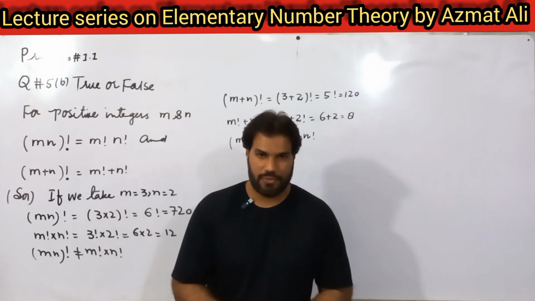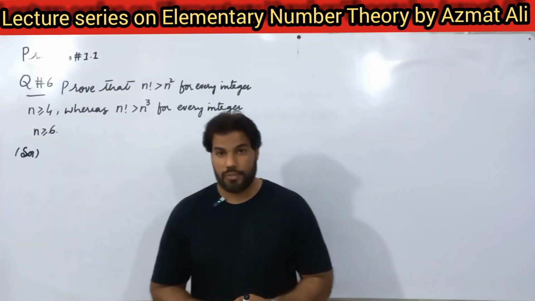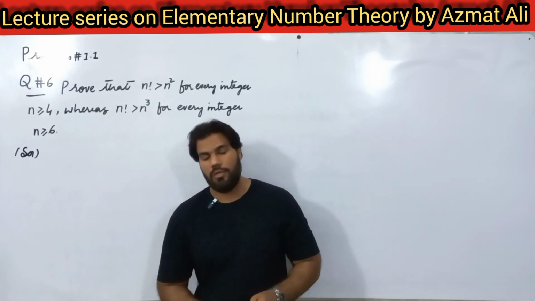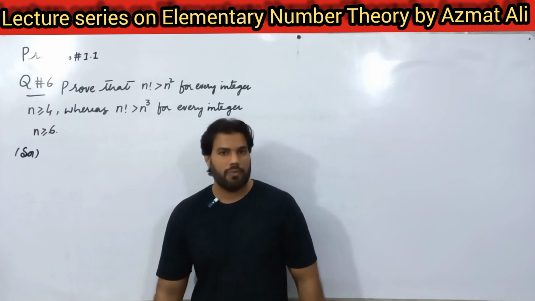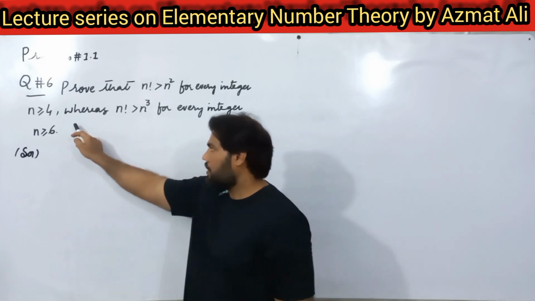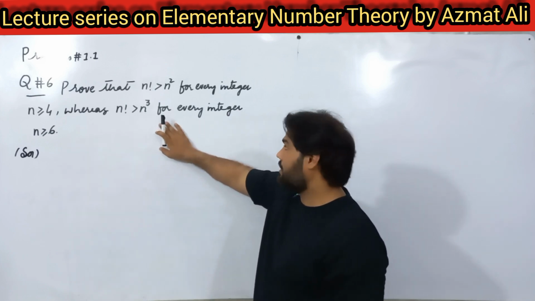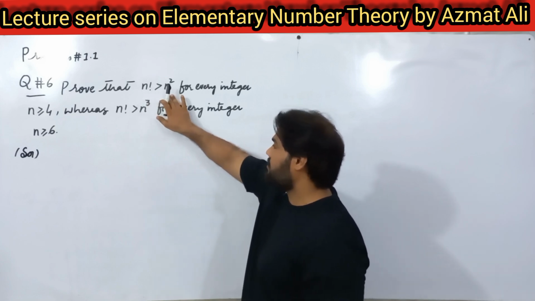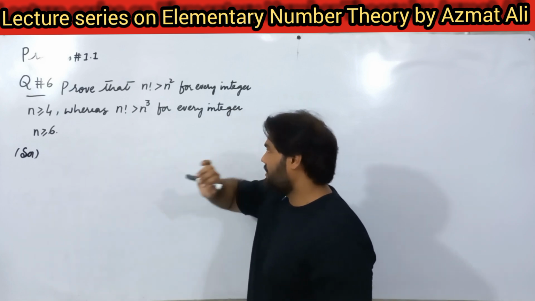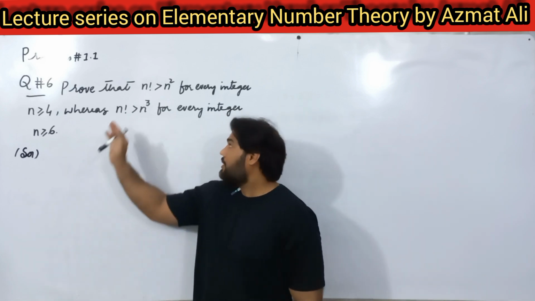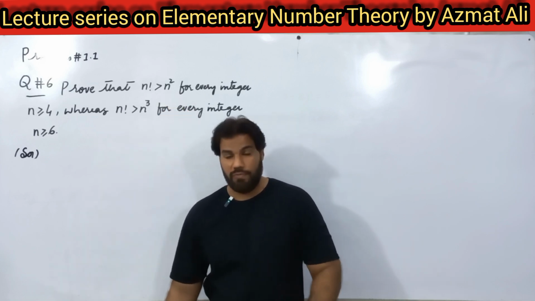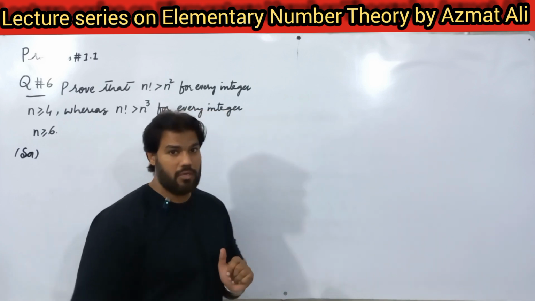Next we discuss question number 6. Question number 6 has two parts, and this question is related to mathematical induction. In the first part, we will prove that for every integer n greater than or equal to 4, n factorial is greater than n square. And when n is greater than or equal to 6, then n factorial is greater than n cube. I will solve the first part, that is n factorial is greater than n square, and I hope you can solve the second part by yourself by using the same steps that I will discuss here.